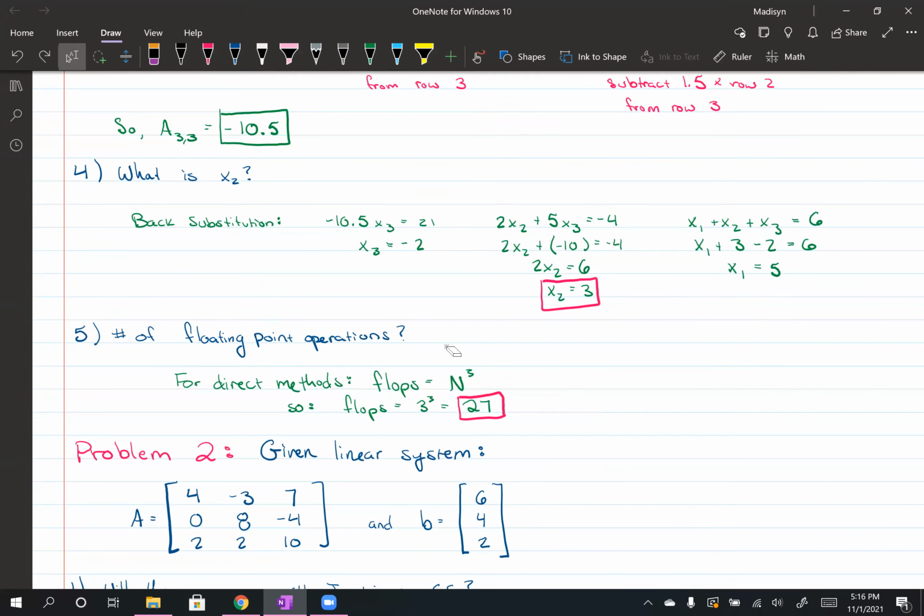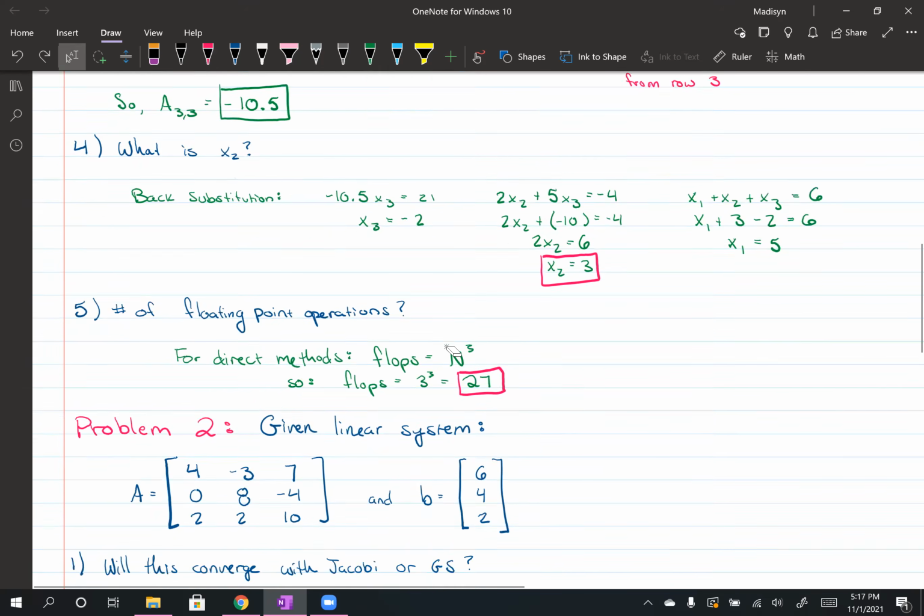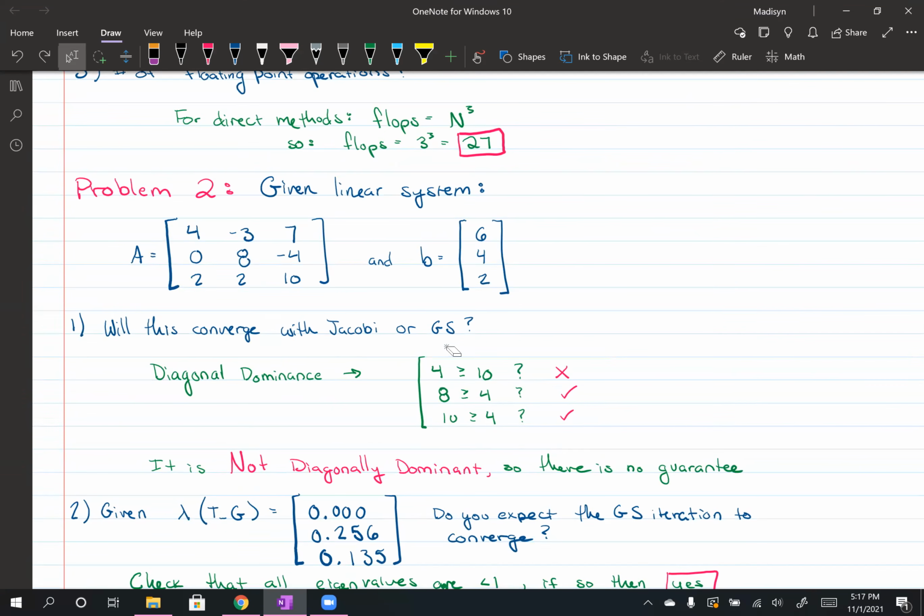Fifth question is asking for the number of floating point operations. With direct methods, the answer to your floating point operations, or flops, is going to be n cubed, n being the dimension of your square matrix. So in this case, we did a 3 by 3, so n is 3. 3 cubed is 27. Now, problem 1 is pretty easy, pretty straightforward, not bad at all.